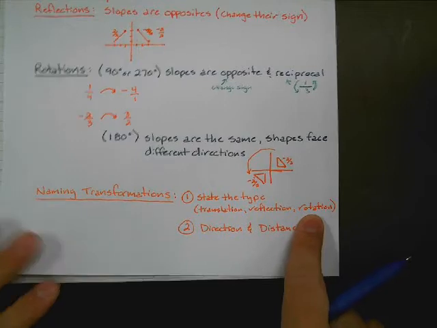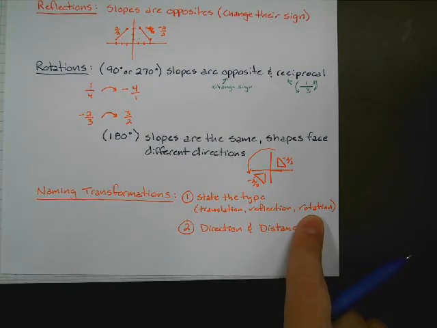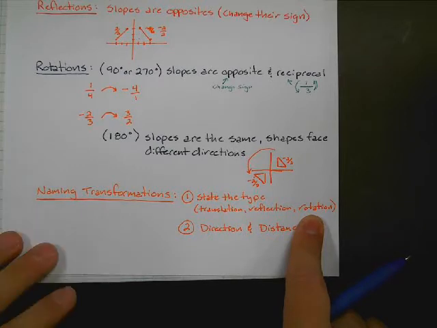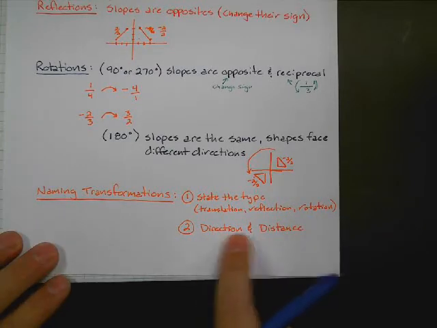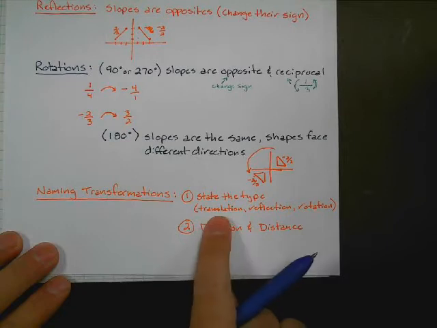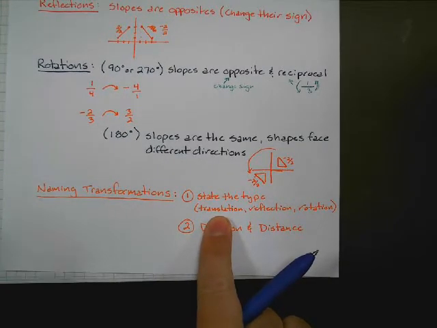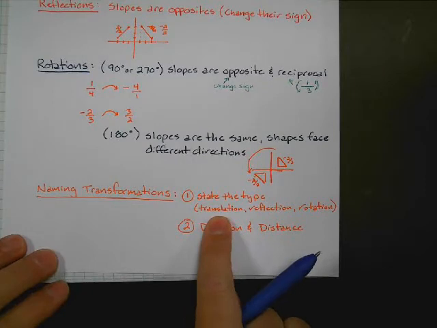So you have to say, is it a translation? Is it a reflection? Is it a rotation? But you can't stop there. You also have to give a direction and distance. So if it's a translation, well, translation, how much? Is it left 2 and up 5? Or is it right 5 and down 6? You have to say which direction it's going and how far it's going.